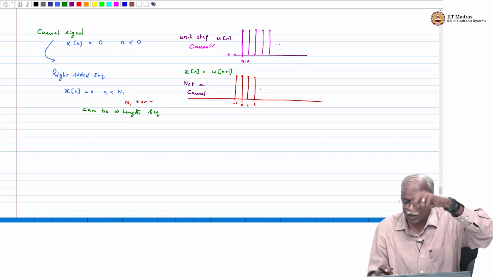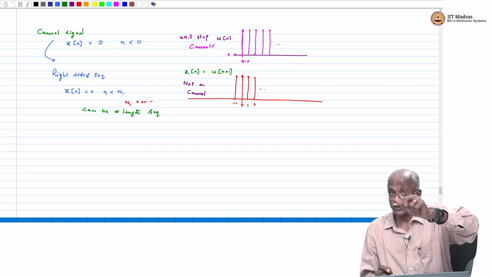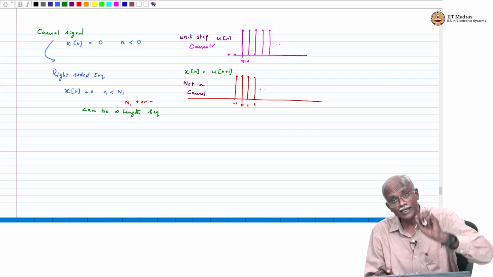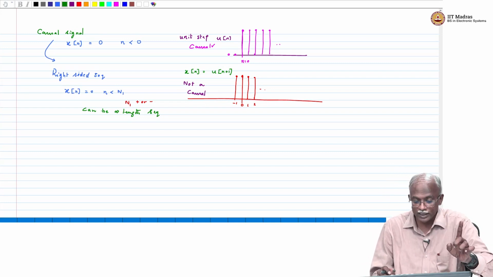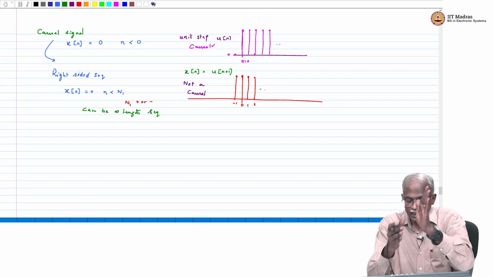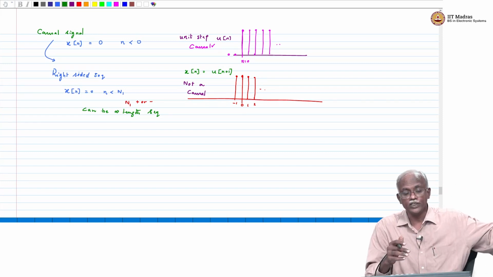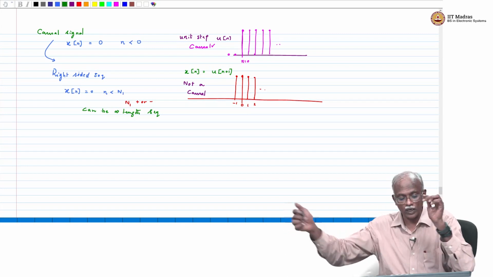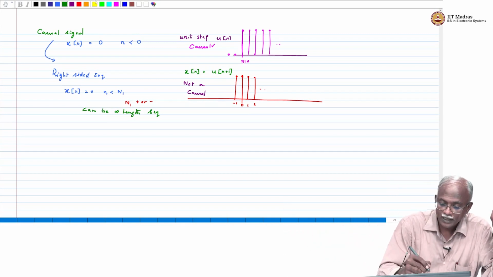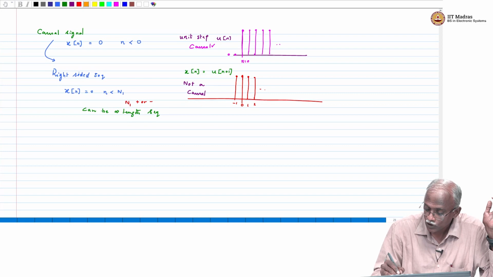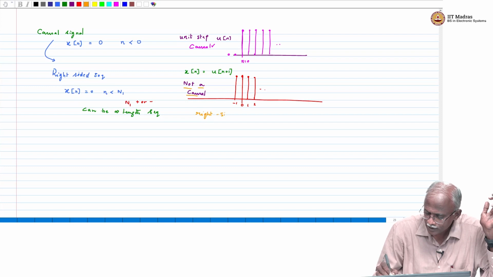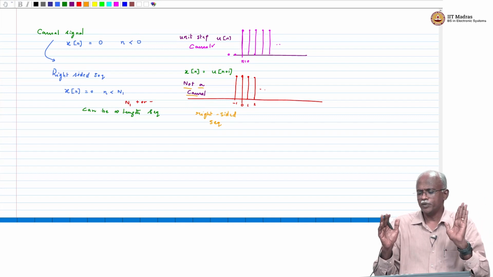Okay. Is x of n a right-sided sequence? It was not a causal sequence, but is it a right-sided sequence? By looking at the definition, if you take n1 equal to minus 1, anything to the left of it is 0, anything to the right of it is equal to 1. So, x of n is not a causal sequence, but satisfies the definition of a right-sided sequence. I hope you are comfortable with it.